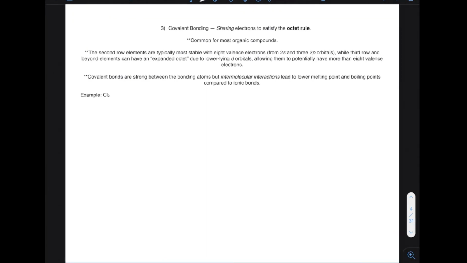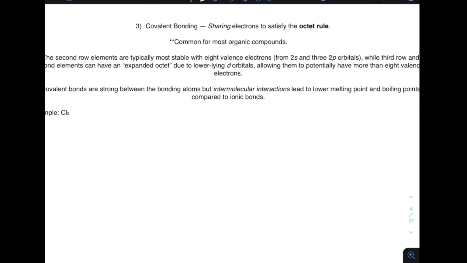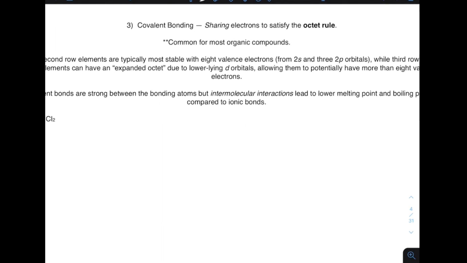All right, so next let's talk about covalent bonding, which we've kind of been talking about a little bit already. In this case, instead of transferring electrons, they are sharing electrons to satisfy the octet rule. And this is the most common form of bonding, and for the most part, 90% of the time that's what we'll be seeing and discussing when we talk about bonds between atoms.